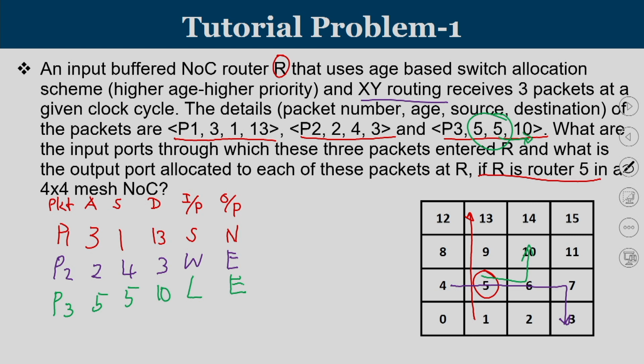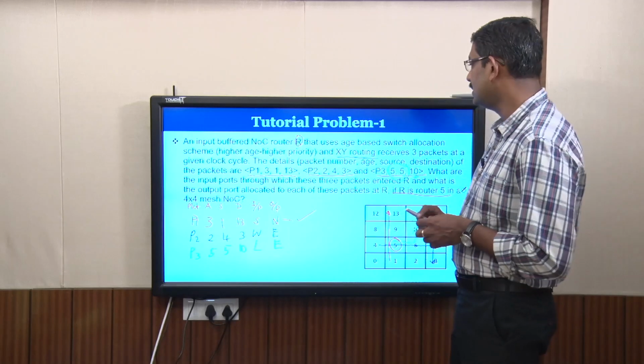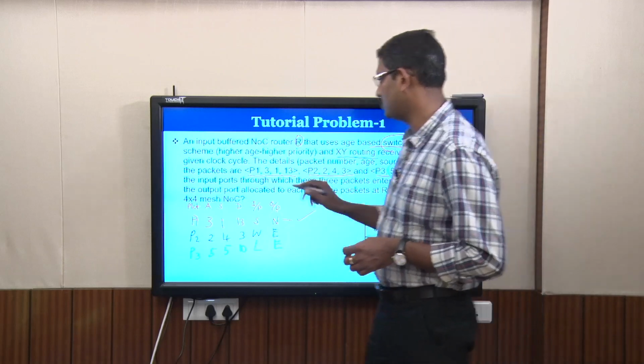We have 3 packets: packet P1 looking for the north, packet P2 looking for the east, and packet P3 also looking for the east. Since P1 is the only one looking for the north output port, P1 will be granted. But P2 and P3 are the 2 packets competing for the east. That is where the switch allocation strategy comes into the picture.